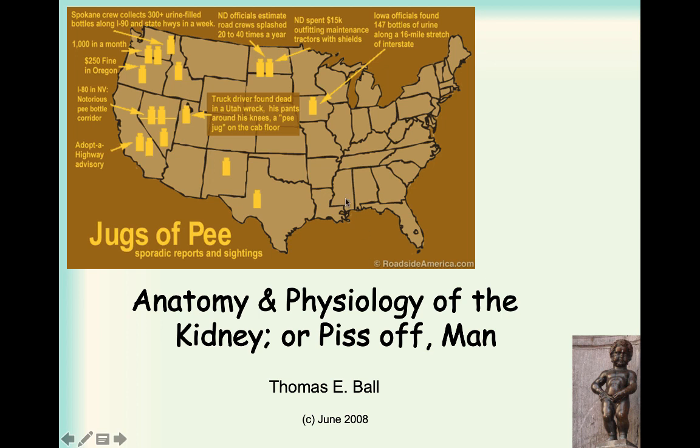And this is an interesting little graphic that you can look at. And some states in the West are actually having problems with people. They believe it started with long-haul truckers peeing in jugs and throwing those jugs out onto the side of the road. And this one was kind of interesting, wasn't it? And so a trucker was found dead in Utah. His pants were around his knees, and he was trying to pee into a jug. Probably why he got into the wreck in the first place, wouldn't you think?